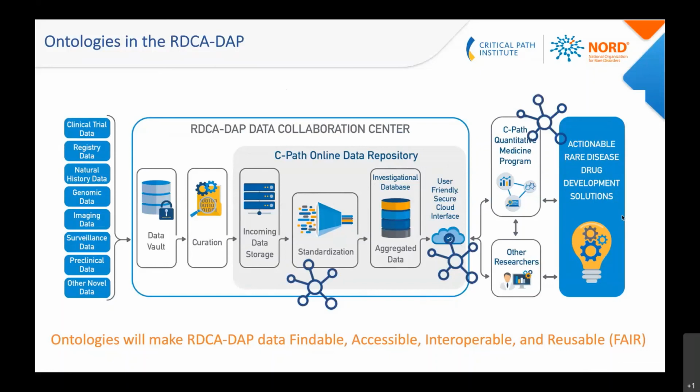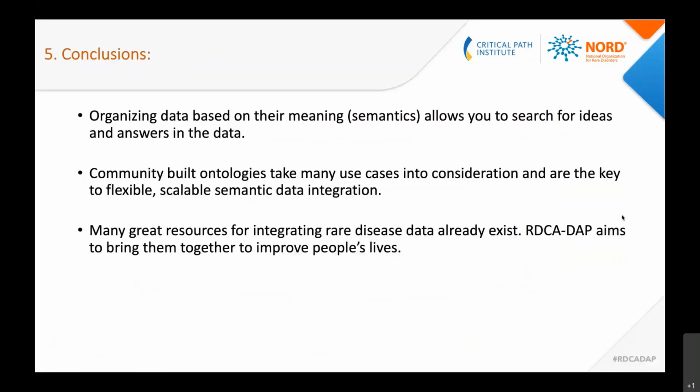So with that, I hope that I've shown you how ontologies can be useful generally and specifically for rare diseases. I just want to wrap up by saying that organizing data based on their meaning, that is using semantics, allows you to search for ideas and answers in data that you could not find otherwise. Using the semantics that come from community-built ontologies is particularly important because of the many use cases they take into consideration, and those community-built ontologies are the key to flexible, scalable semantic data integration.